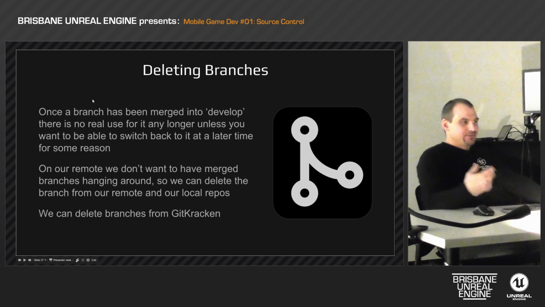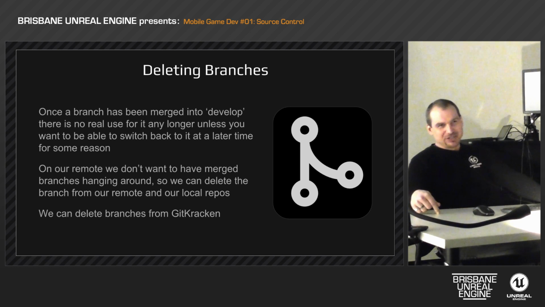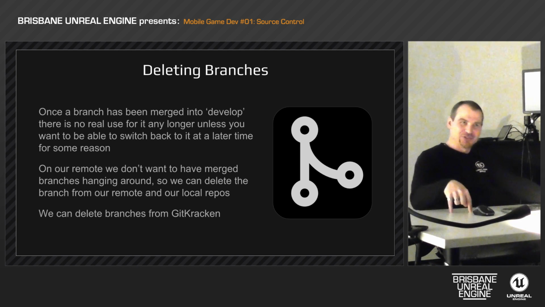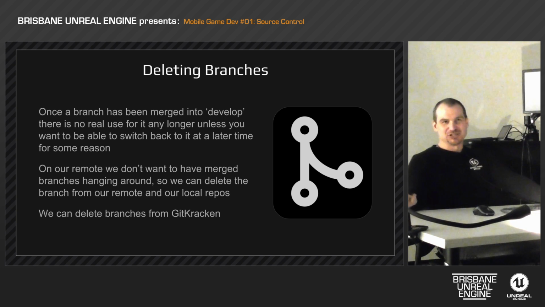Okay. So we created our new feature branch. We did our awesome feature we're super happy with. Now we've merged it back into develop. Once we do that part, our new feature branch has really become obsolete. We don't really need it anymore, so we can get rid of it. We're really not going to go back to it once we're happy that we've merged it back into develop.